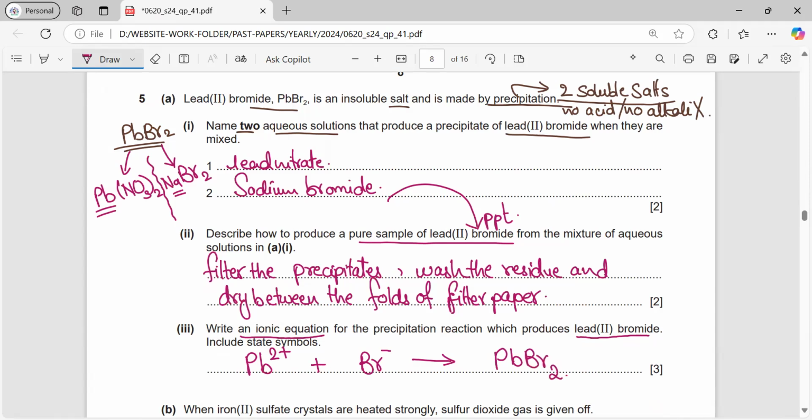Now here we have two bromide atoms, so we'll balance the bromide ions. We'll take 2 bromide ions. So Pb2+ plus 2Br- gives PbBr2, and we'll write the state symbols. The ions are always aqueous and they give us the precipitate lead bromide. A precipitate is a solid.